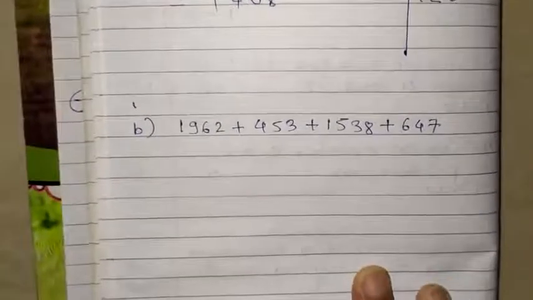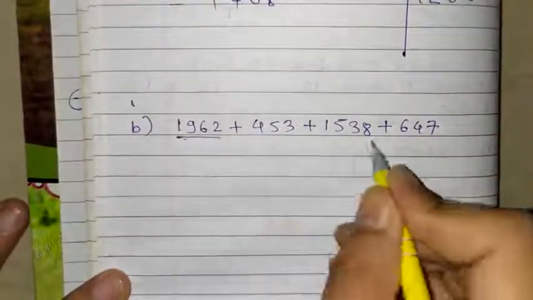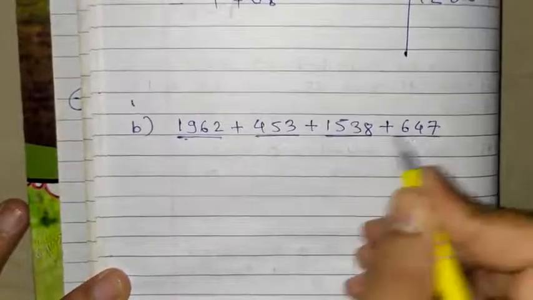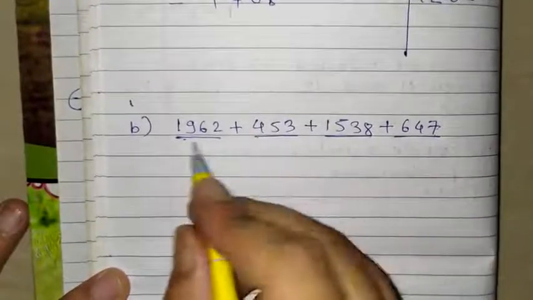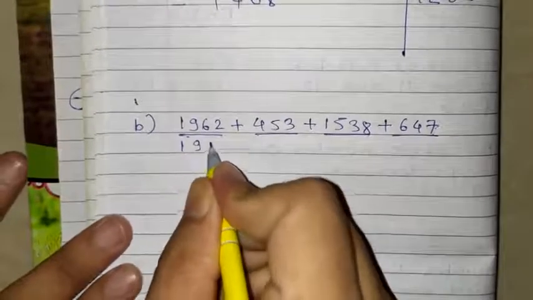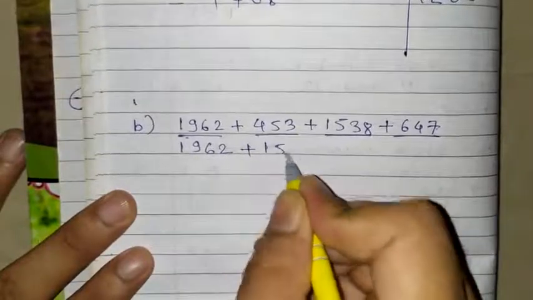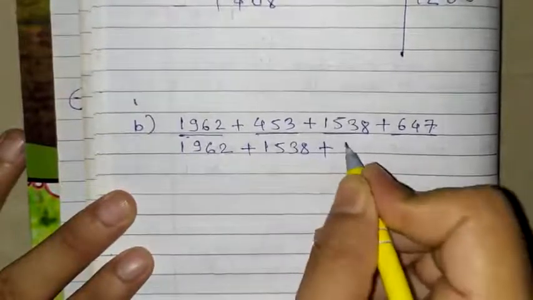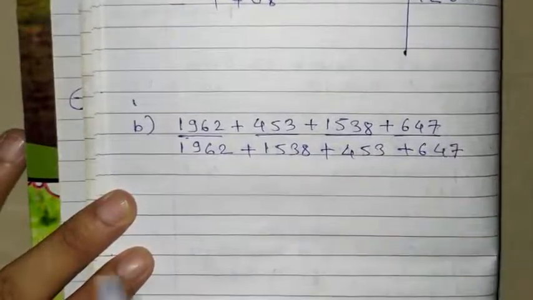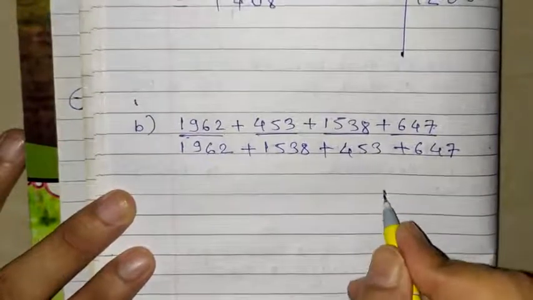Now we are going to question number B. You see carefully. First you see the 4 digit number. Here 8 plus 2 is 10. Then the 3 digit number, 7 plus 3 is 10. So it is easier if you change their pair: 1962 plus 1538 plus 453 plus 647. So we change the pair. Then it's time to solve.